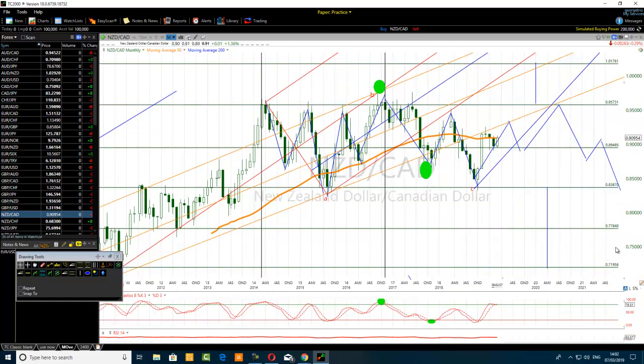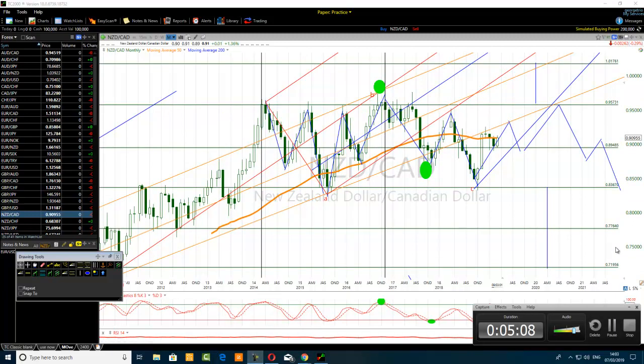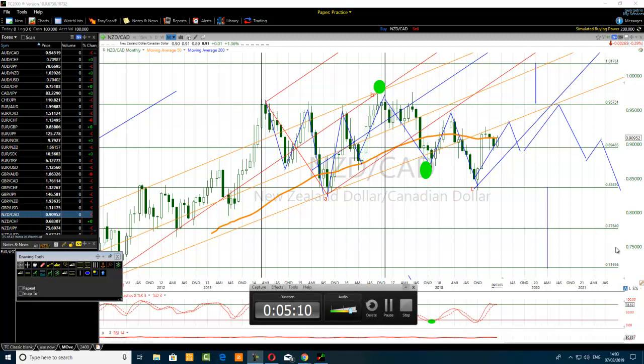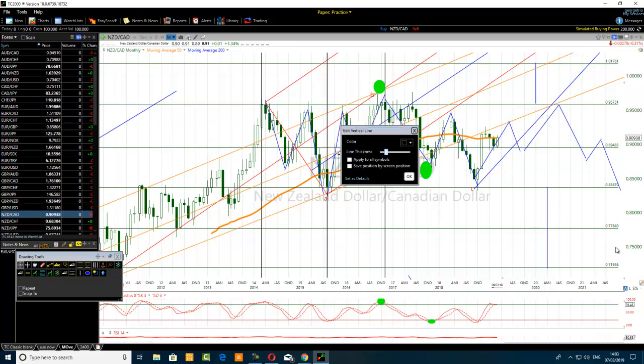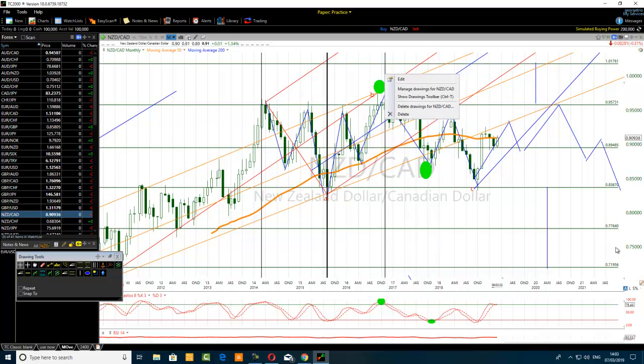So now we are looking at the New Zealand dollar, Canadian dollar. I want this video to be very, very short. And you can see at this point in time, here it is, so I'm going to place a vertical line there. The reason why I'm speaking slowly like this is because I want even new traders to understand what I'm talking about.